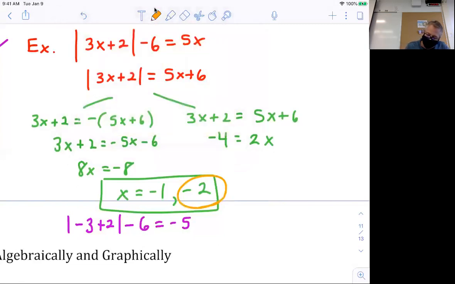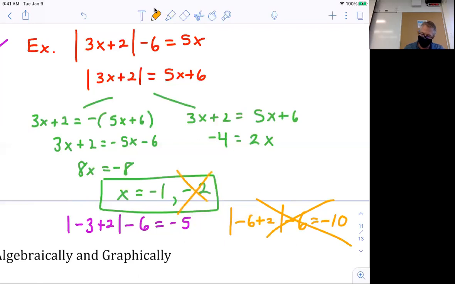And now I'll plug -2 in for the x's. So I have the absolute value of 3 times -2, which will be -6, plus 2, and then -6. And we're trying to see if that equals -10. This is going to be +4 because the absolute value of -4 is +4, and 4 minus 6 does not equal -10. Therefore, -2 is an extraneous solution.